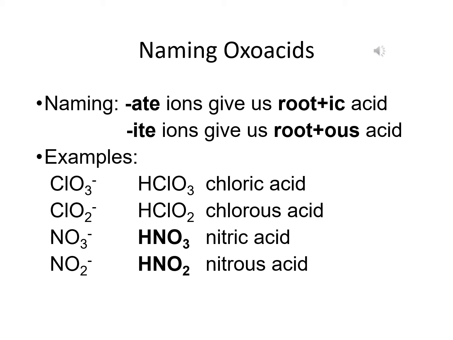In the next row, we had nitrite ion, and that also has a -1 charge, so we added one hydrogen to the beginning of the formula to get HNO2. And because we had an "ite" ending on our ion, we call this nitrous acid. Okay, so that is how we name and predict the formula of oxoacids. We can predict the formula of an oxoacid knowing its polyatomic ion, or if we know how to name these. Okay, let's take a look at our next slide.